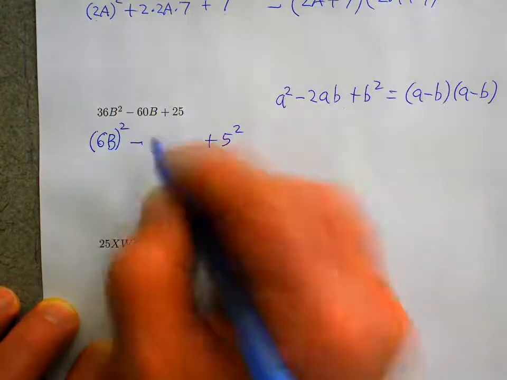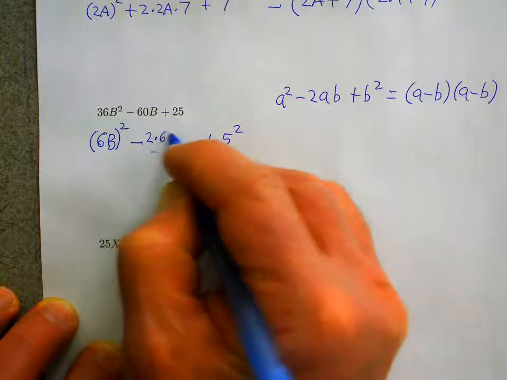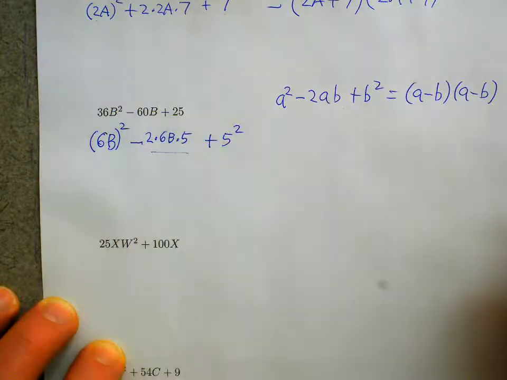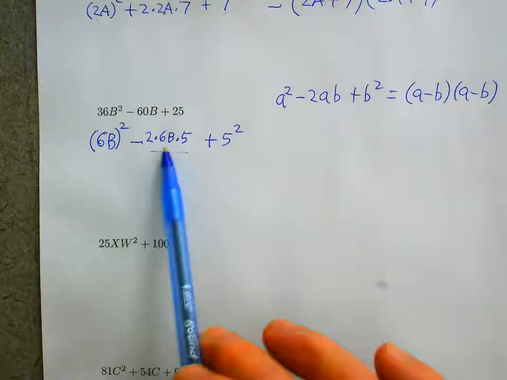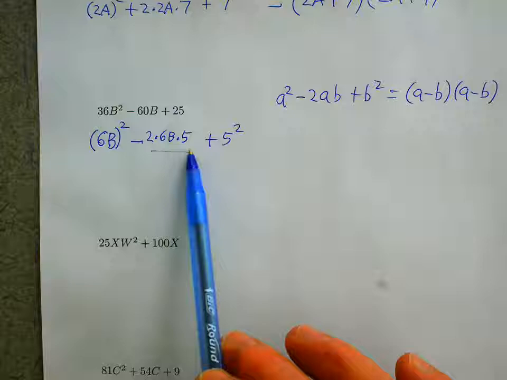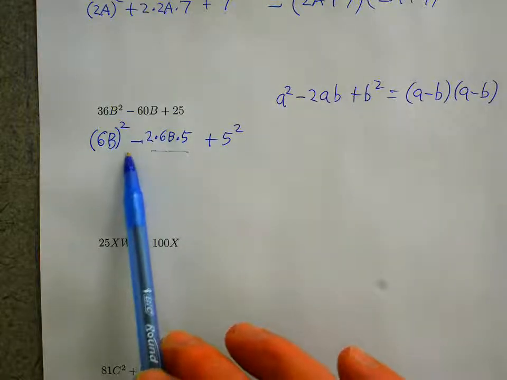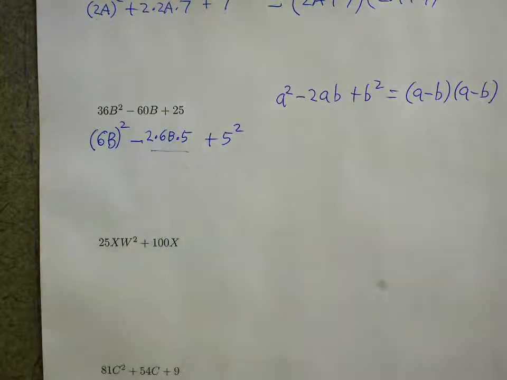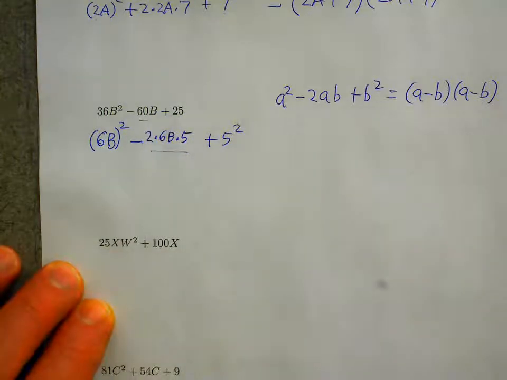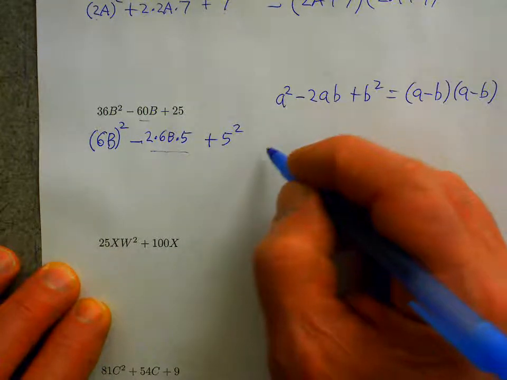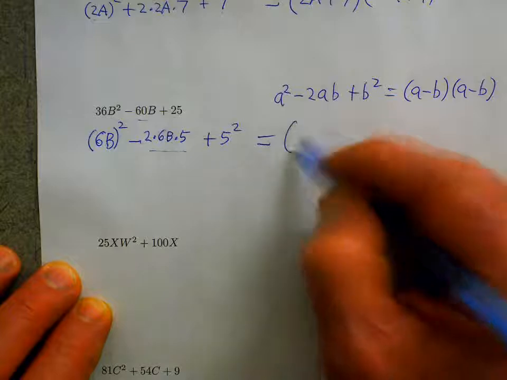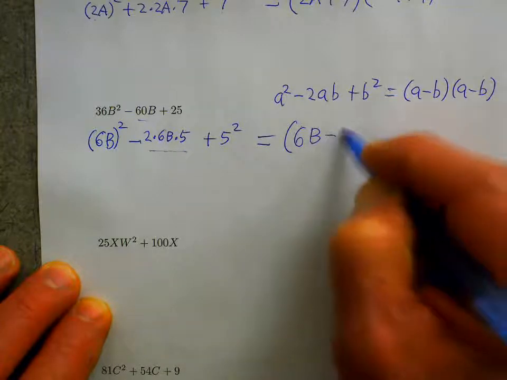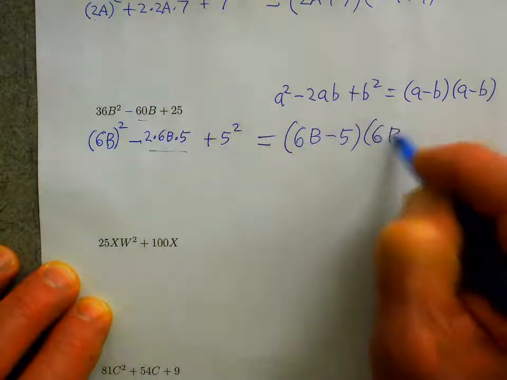So we write minus 2 times 6b times 5, and then do the arithmetic. 2 times 6b is 12b, 12b times 5 is 60b. So minus 60b matches the trinomial above. So it is a perfect square trinomial. What are the two factors? 6b minus 5 and 6b minus 5.